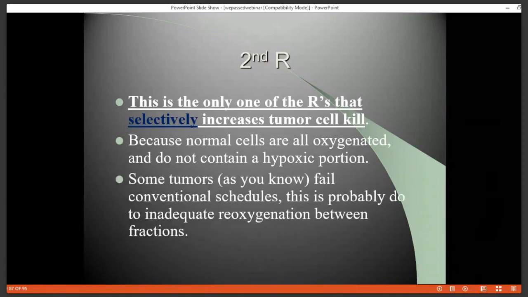As we know, some patients potentially fail conventional schedules. And this is probably due to inadequate reoxygenation between fractions. Probably not all patients reoxygenate on the 24-hour schedule. Some may take longer than that. And those that fail the normal conventional schedule that we see so many patients doing well on, it is probably because of inadequate reoxygenation between doses of radiation.